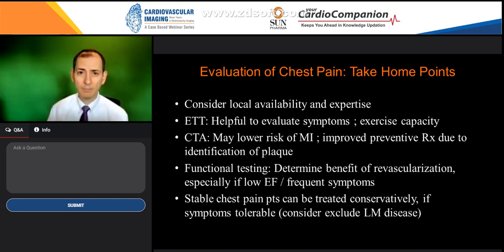But I would remind everyone that in the ISCHEMIA trial, those patients all underwent CT to exclude left main disease. So when you are trying to decide whether to treat someone conservatively or not, at least in some patients, doing a coronary CTA to make sure they don't have really high-risk anatomy might be reasonable to do. So I'll stop it right there. I know we covered a lot of information.